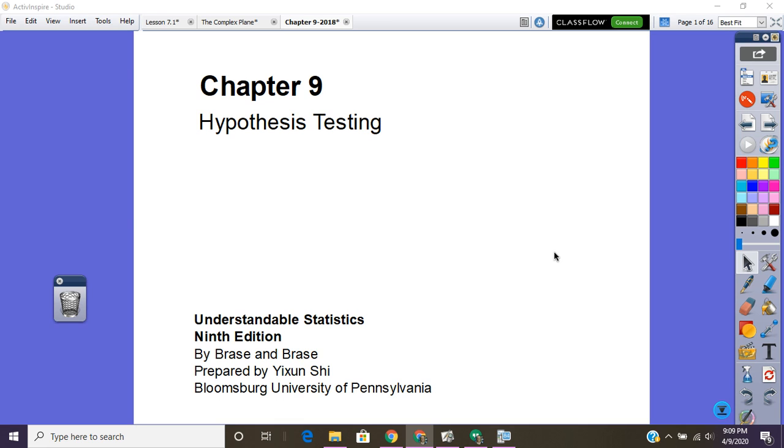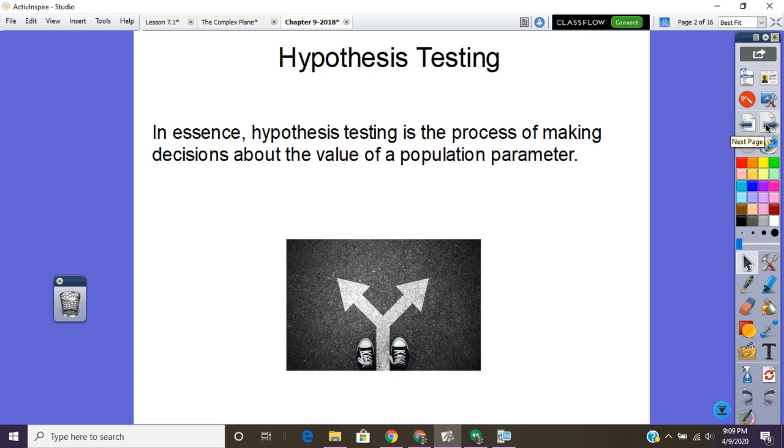So I'm going to talk about hypothesis testing. This is where we test if something they're saying about a population is actually true based on some sample data that we're getting. So we make a decision about a value of a population parameter. It could be the population mean, it could be a proportion, it could be multiple things like that.